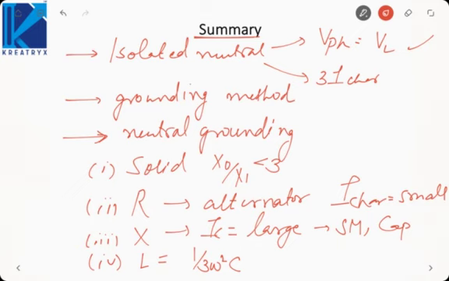In the next lecture, we will consider the problems based on unsymmetrical faults and understand how to analyze the unsymmetrical faults. That will be done in the next lecture.